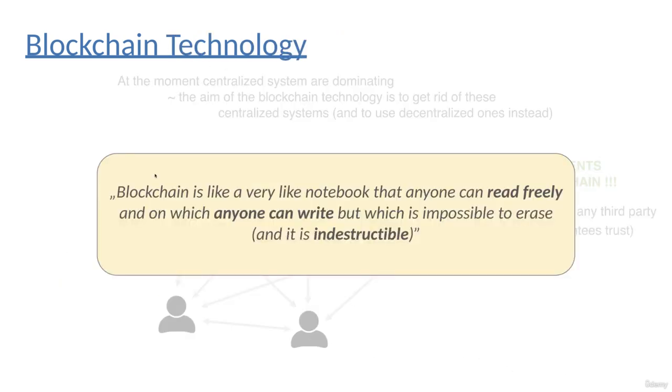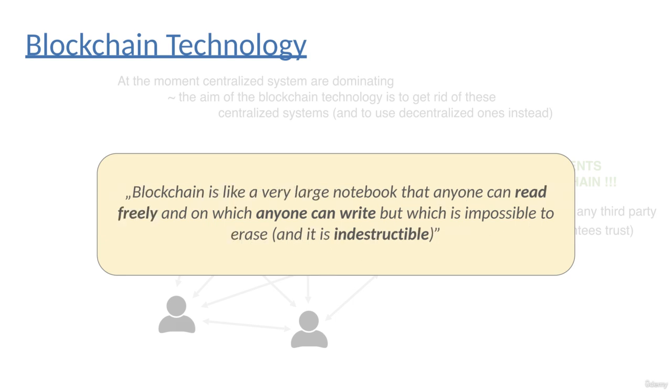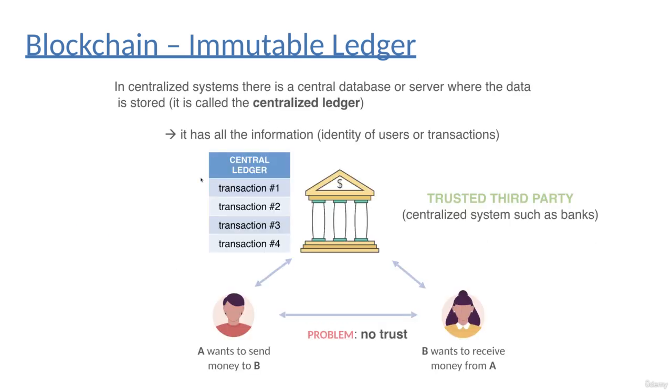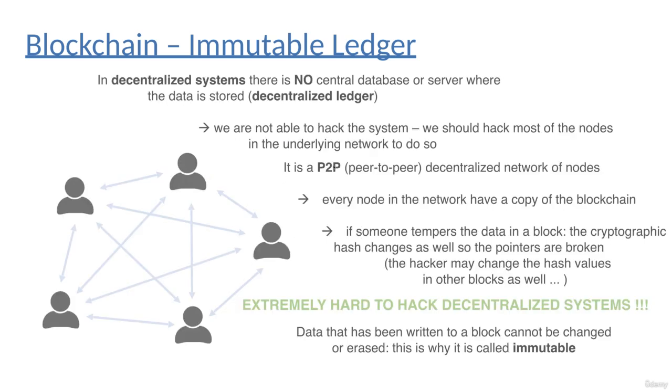So this is what we have been talking about in one of the previous lectures, that blockchain is like a very large notebook that anyone can read freely and on which anyone can write, but which is impossible to erase. So essentially, it is indestructible. So this is the crucial difference between decentralized systems and centralized systems. And of course, this is the crucial difference between the centralized ledger, which is essentially a database table in the centralized system, and the decentralized ledger, which is essentially the blockchain, and every single user of the network has a copy of the underlying blockchain.